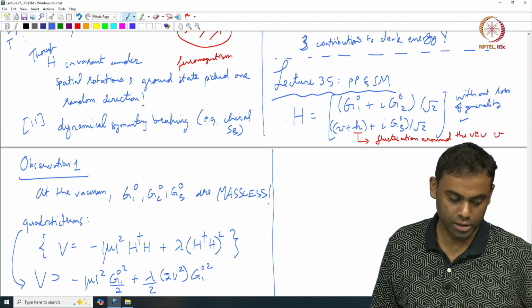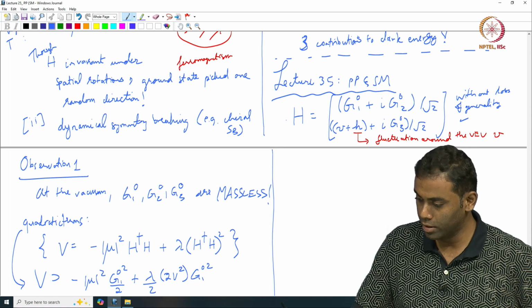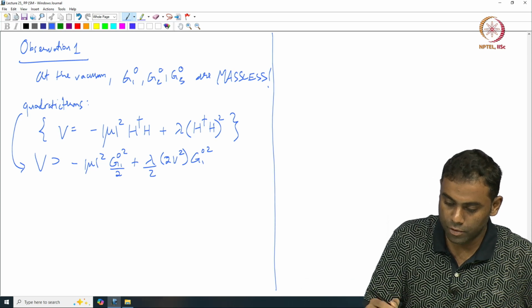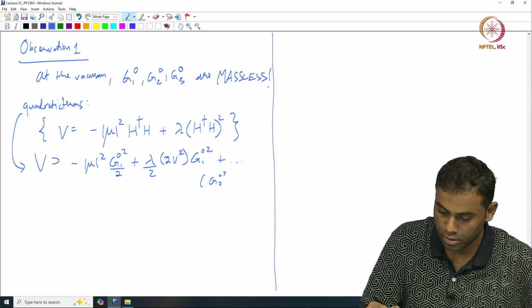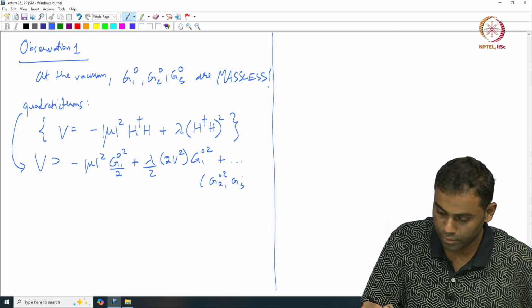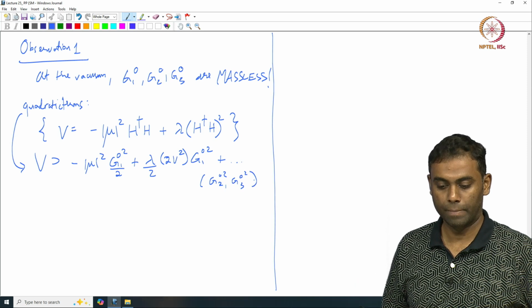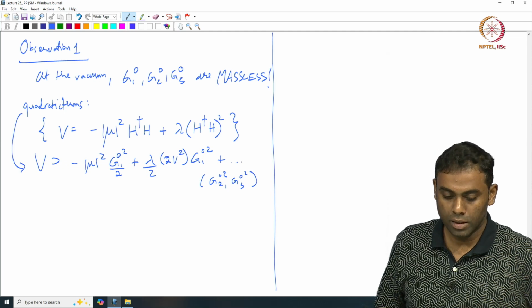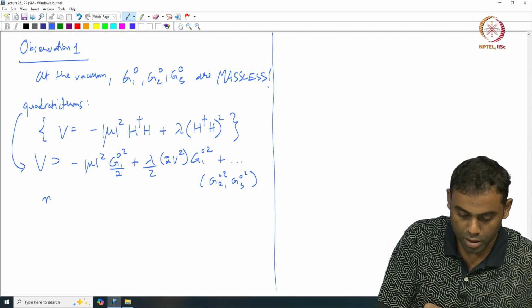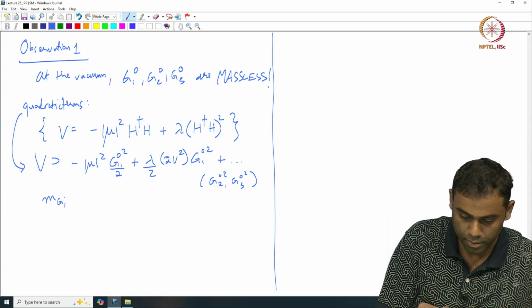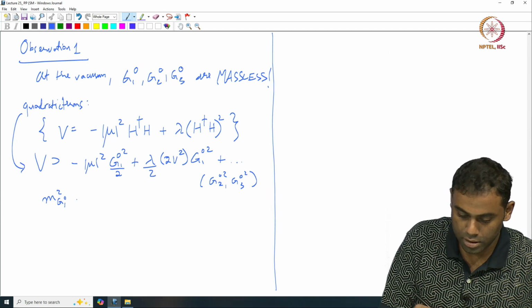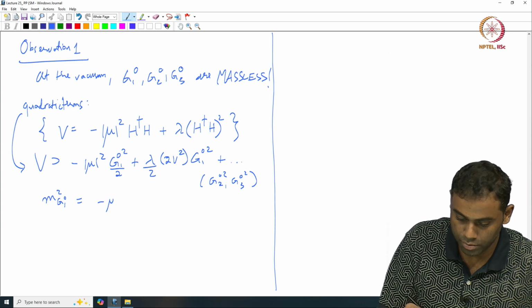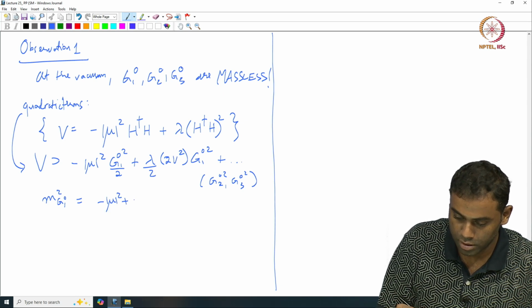So, that is the quadratic term for G1 squared, plus of course dot dot dot, this is basically for G2 squared and G3 squared, okay. So, that is the mass. So, the mass of G1, if I square it, that is nothing but minus mu squared plus 2 lambda V squared.